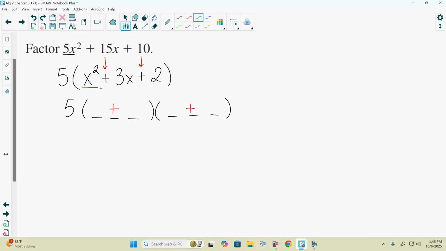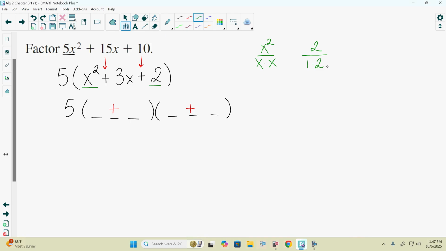Our first term is x squared, and the only factors of x squared are x and x. Our third term is 2. So we need to find the factors of 2, and the only factors of 2 are 1 and 2. So, questions on how we found the factors of the first and third term?